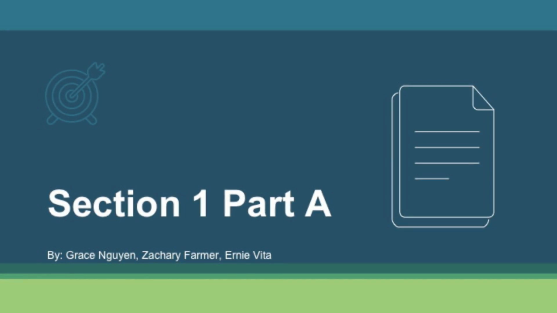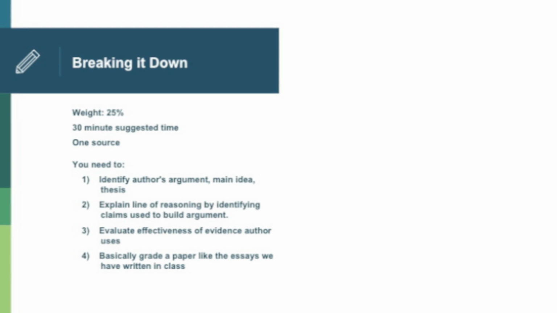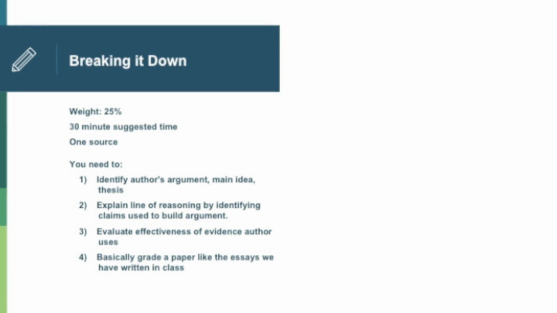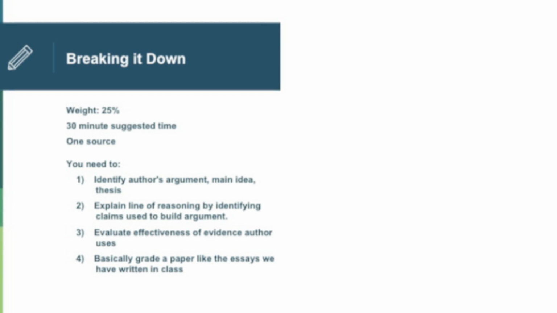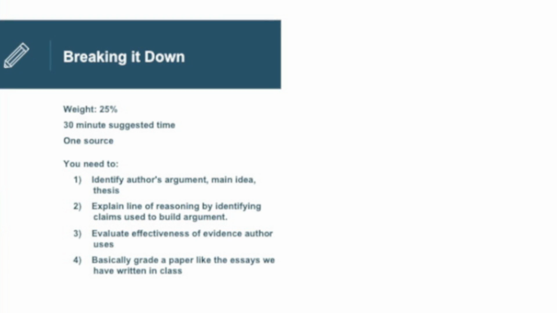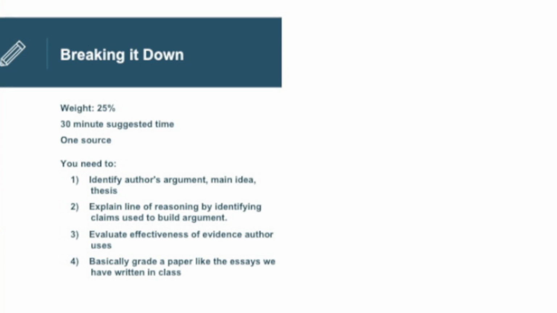Your AP exam Section 1, Part A has 25% of your weight. You have 30 minutes for your suggested time. What you need to do is identify the argument, main idea, and your thesis. You need to explain the line of reasoning by identifying the claim used to build the argument. You also need to evaluate the effectiveness of the evidence the author uses. You should basically grade your paper the way you grade your essays in class.